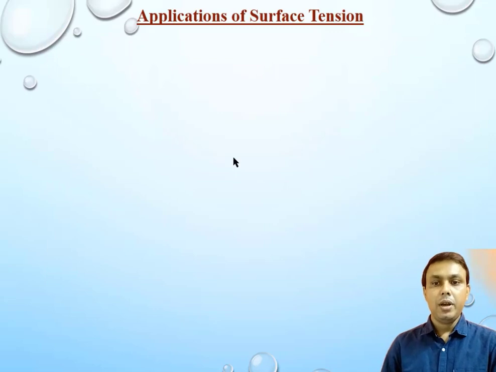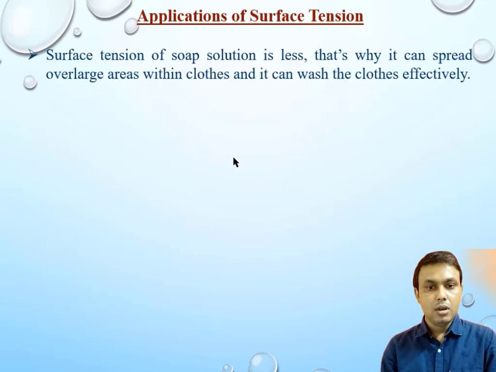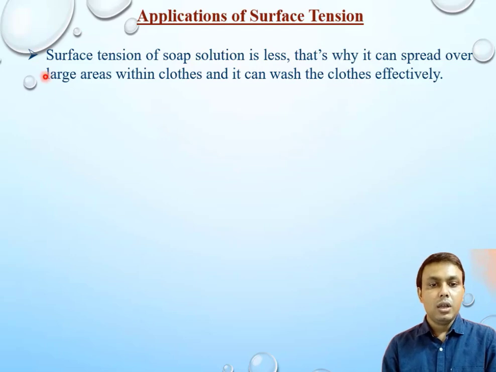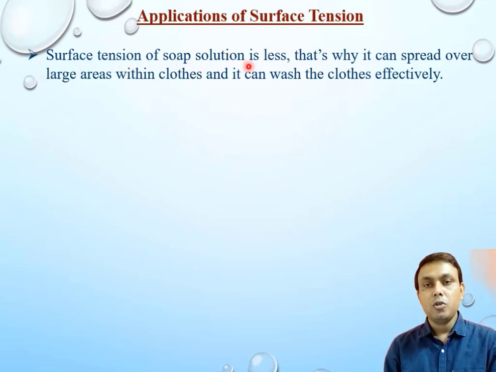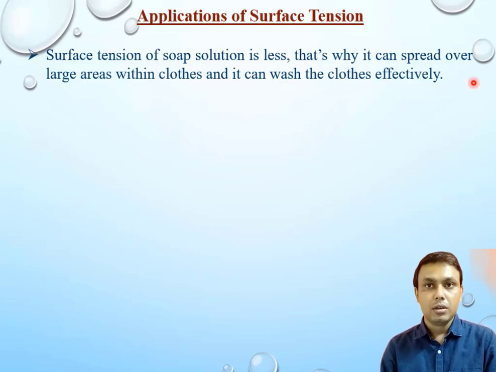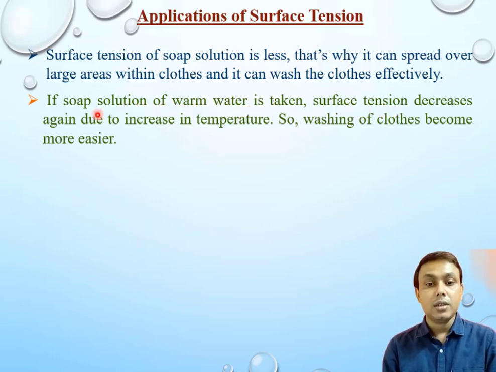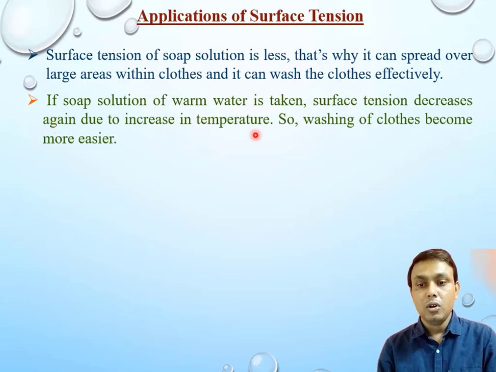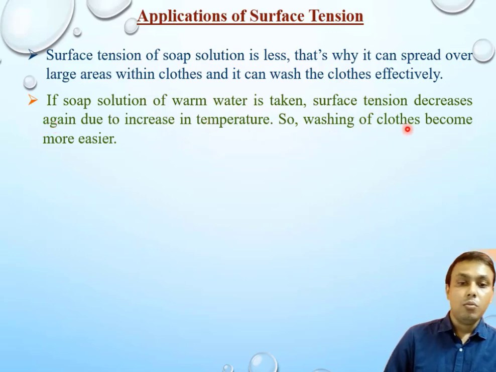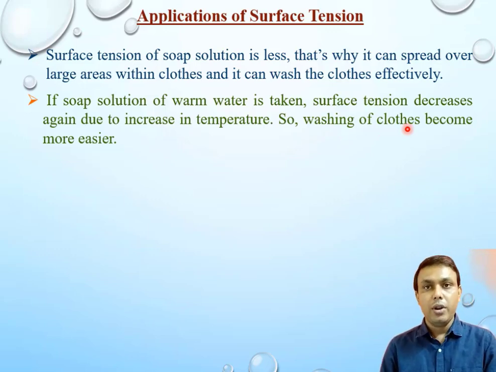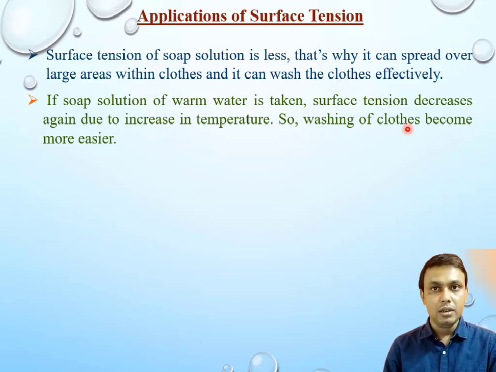Now, a few applications of surface tension. First, we know that the surface tension of soap solution is less. That's why it can spread over large areas within the clothes and wash the clothes effectively. Next, if the soap solution of warm water is taken, surface tension decreases again due to the increase in temperature. So washing of clothes becomes easier. So these are some common examples in your daily life. You can easily understand this.